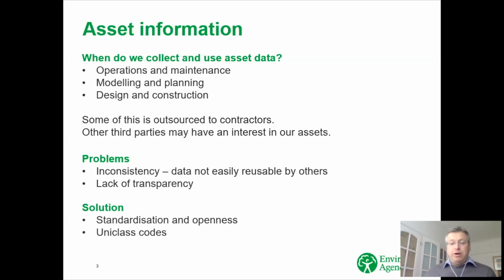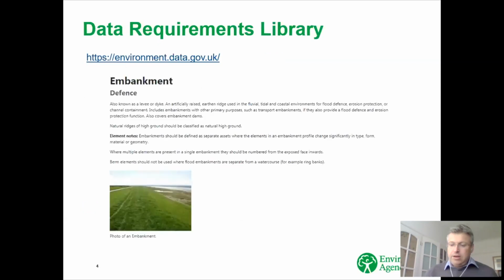Lack of transparency is a problem. If we don't tell people what we want, then we can't expect them to meet our requirements, and that then creates a legacy problem. For example, if our asset data requirements aren't transparent, then a contractor isn't going to describe the assets that they're building in the way that we need. And we then have to go and do post-construction surveys, which are costly and ineffective. So the solution to this is standardization and openness, and Uniclass codes play a key role in this.